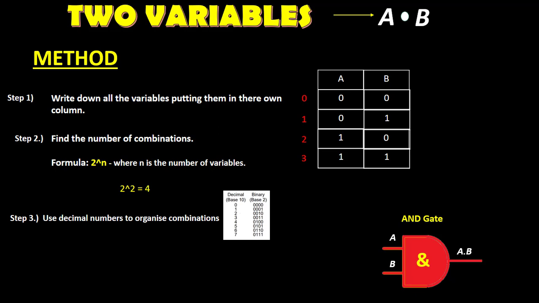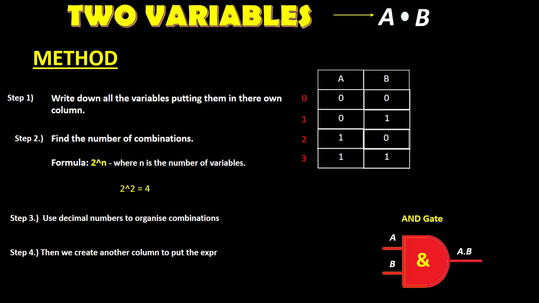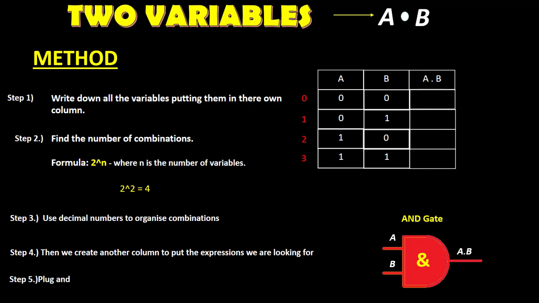So for step 4, we just create an extra column for the expression we are trying to find. It's the same as last time. And there it is. So step 5, again, we just evaluate the expression. So the expression says both A and B need to be true for the output logic to be true.